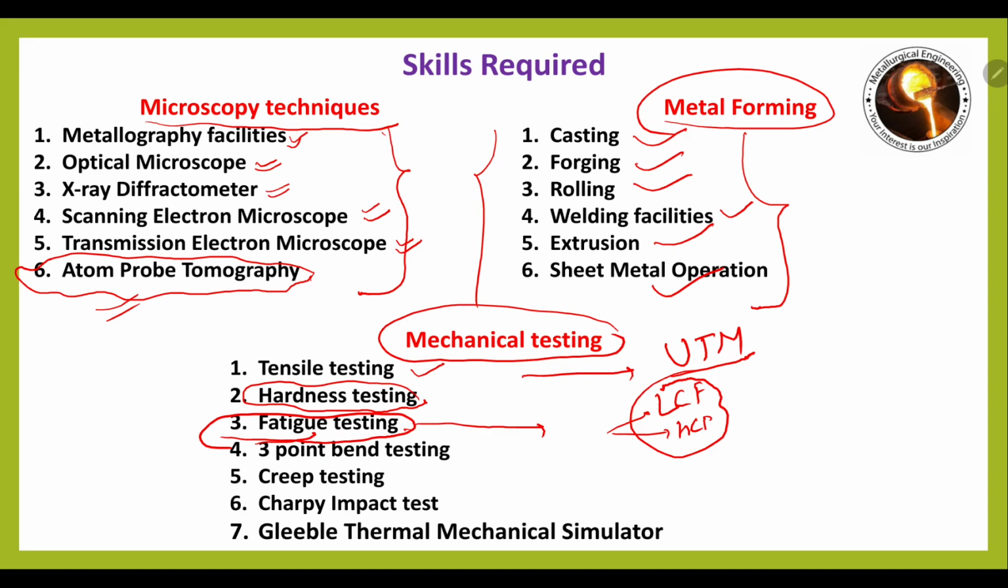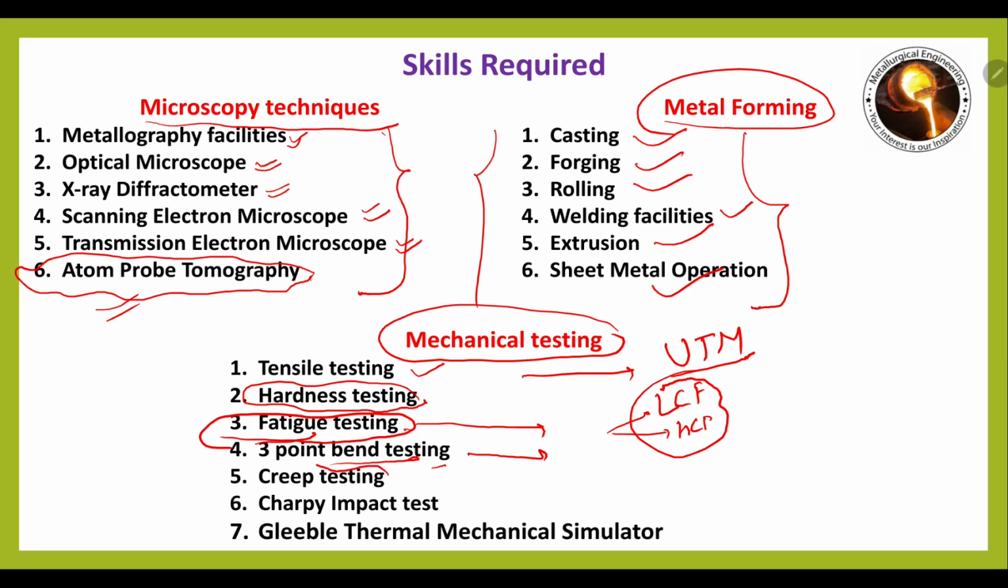Then we have a 3-point bend test, which is a fracture toughness test. I mean, in the presence of a crack, how much energy is absorbed. So that tells about this 3-point bend test. We have other types of fracture toughness tests, like the CT test or the crack tip opening displacement test.